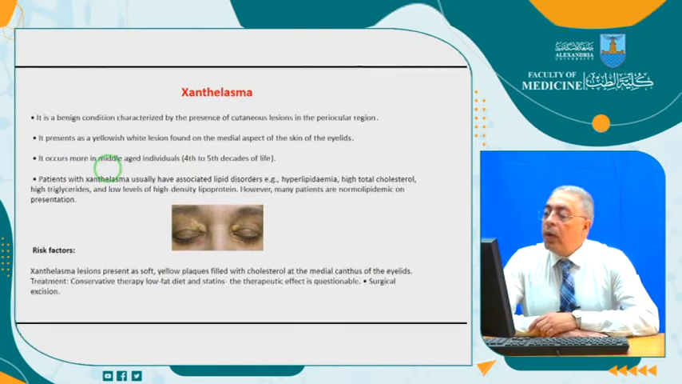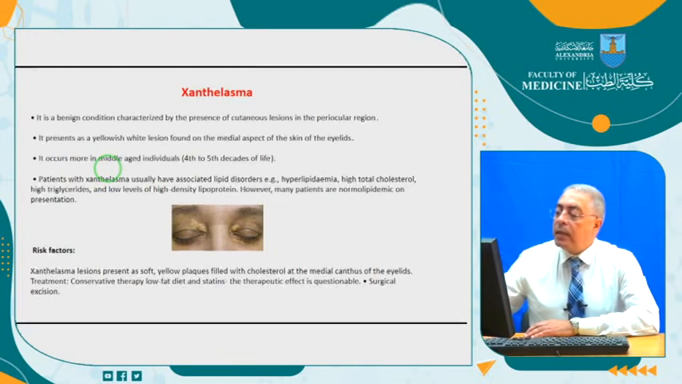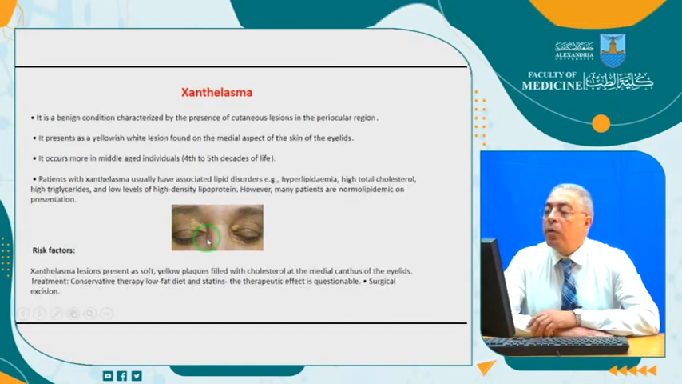One of the localized swellings of the eyelid is what we call the xanthelasma. It is a benign condition characterized by the presence of cutaneous lesions in the periocular region. It presents as yellowish white lesions, as you can see here, in the upper and sometimes lower eyelids, taking the medial aspects of the skin of the eyelid. It occurs more in middle-aged individuals in the 4th or 5th decade of life. Patients with xanthelasma usually have an associated lipid disorder.